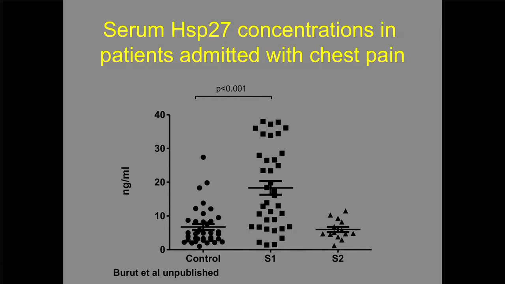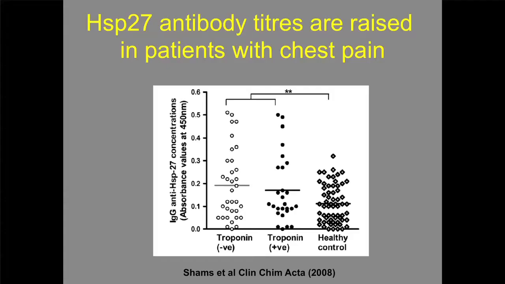Heat shock proteins are present at very high concentrations in the myocardium. And what we're proposing is that the heat shock proteins are released during that acute event and then are cleared. And the reason they're cleared is that you develop antibodies which clear that particular antigen. And we know that there are antibodies there because we've measured them as well.